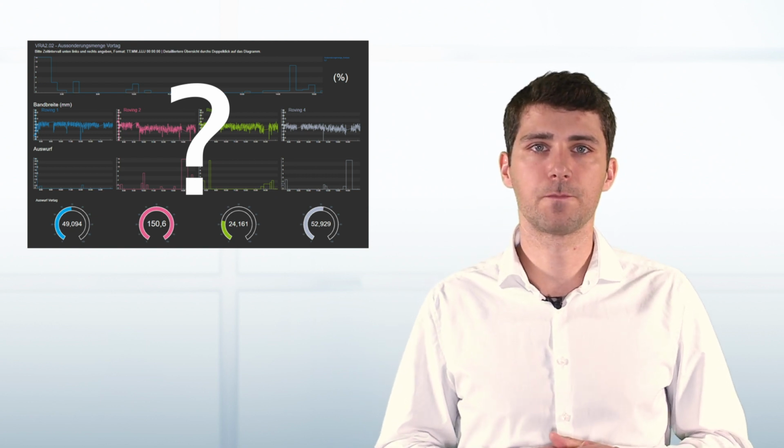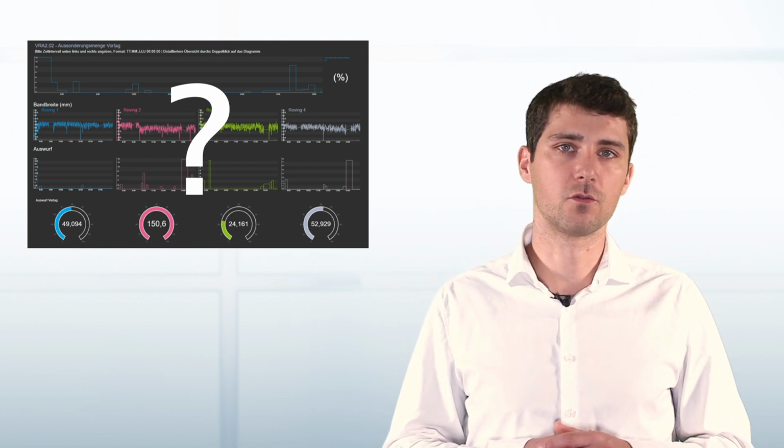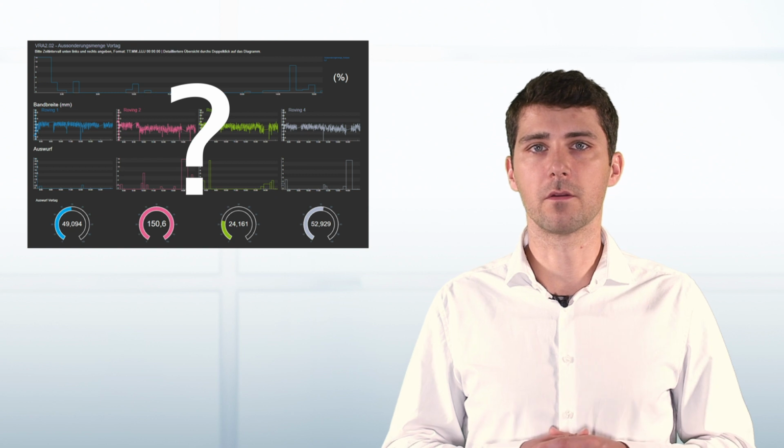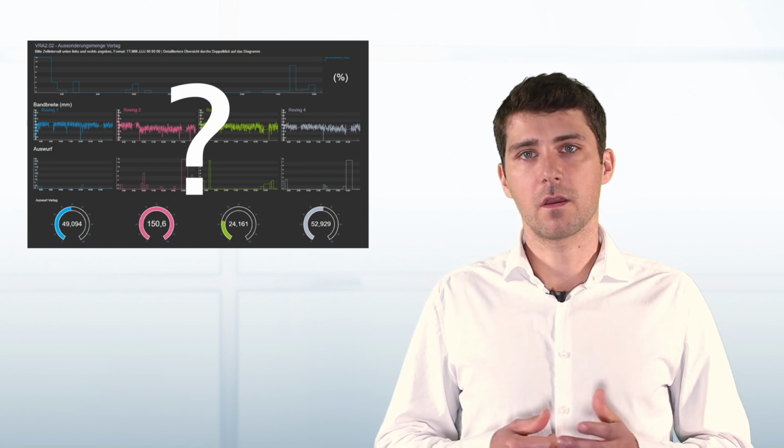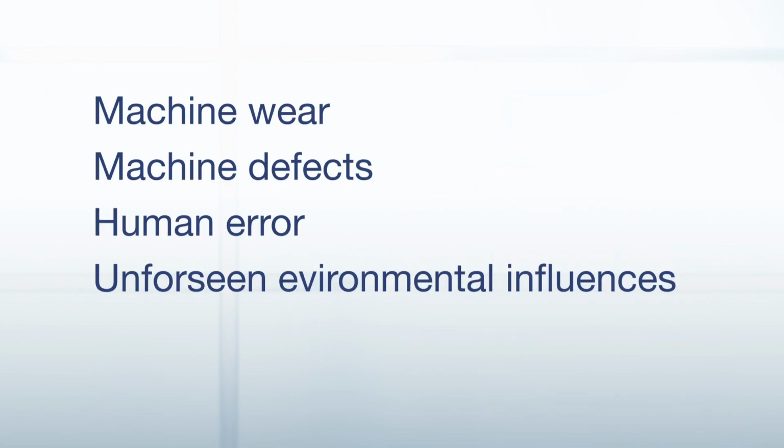Manufacturing a new product is always associated with new challenges and can often only be realized using new technologies. So there is often little or no experience with the new manufacturing process. Conversely, this means that mistakes and rechecks are very likely and almost unavoidable at the beginning. The following factors can play a role here, such as machine wear, machine defects, human error, or unforeseen environmental influences.